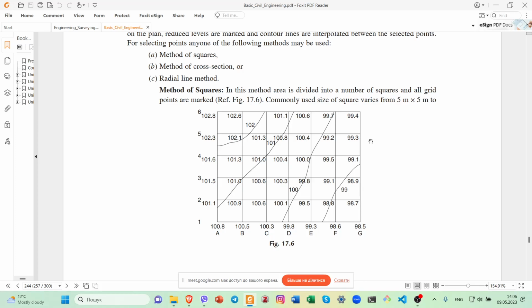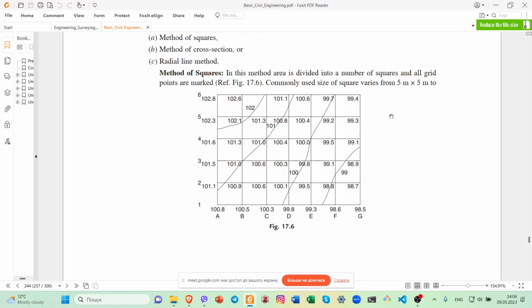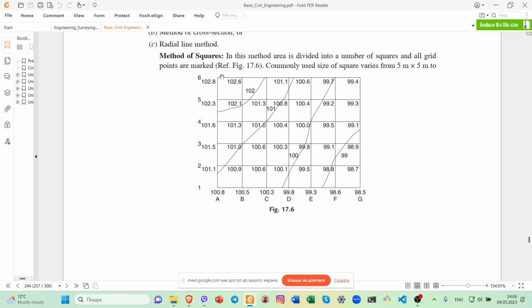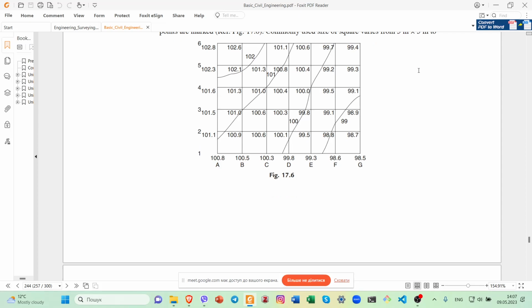Probably you know that on the construction field we use a rectangular grid, the so-called building grid, and often we use the so-called method of squares. In this method, we divide the area into a number of squares, for example, 5 meter to 5 meter or 10 meter to 10 meters.